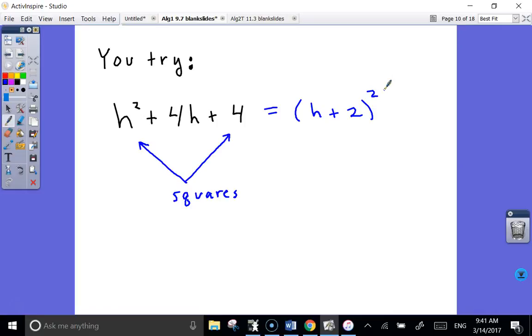Now, if you wanted to factor it the other way, since that's a 1, you would say, what are the factors of 4 that add up to 4? And you would say 2 and 2. x plus 2 times x plus 2.